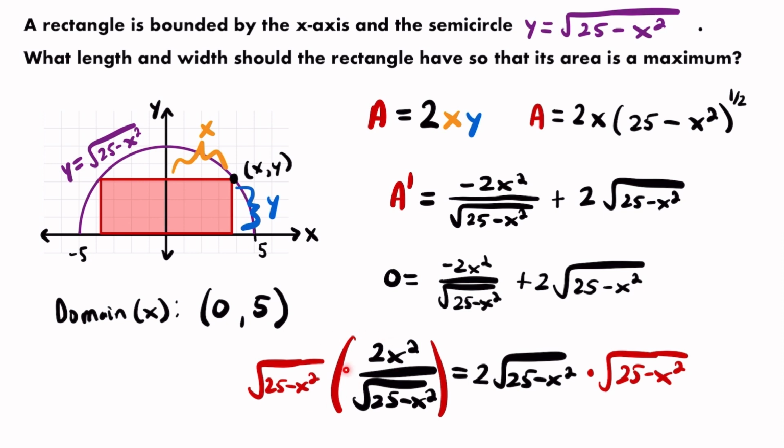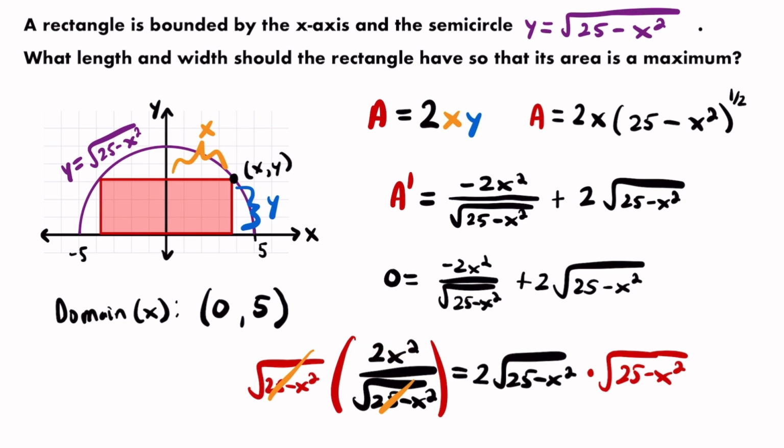On this side of the equation, multiplying by that square root will cancel out with the square root in the denominator. We have the same exact expression in the numerator and denominator, so they are going to cancel out. Anything divided by itself is 1, so we'll cross that out and cross that out. We're just going to be left with 2x squared on this side of the equation.